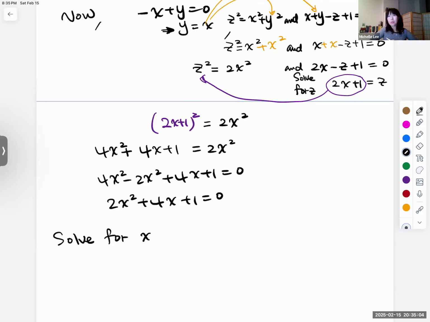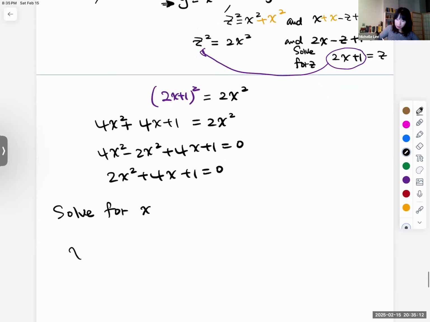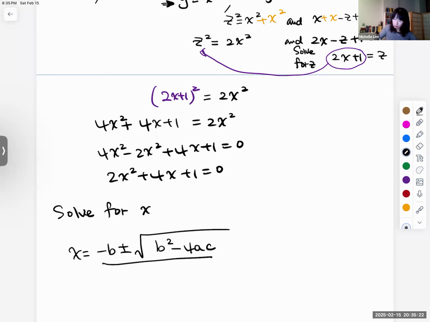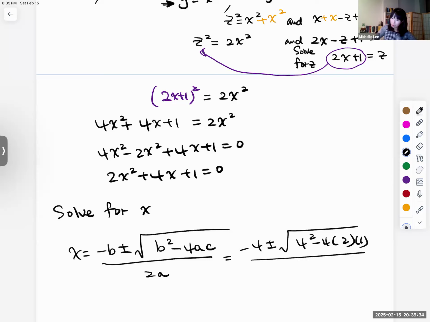So this is not a nice number. We cannot use the factoring method. So the quadratic formula, how about that? x equals negative b plus or minus the square root of b squared minus 4ac, over 2a. Okay, so negative 4 plus or minus the square root of 4 squared minus 4 times 8 times c, over 2a. A is not 1, it's 2.